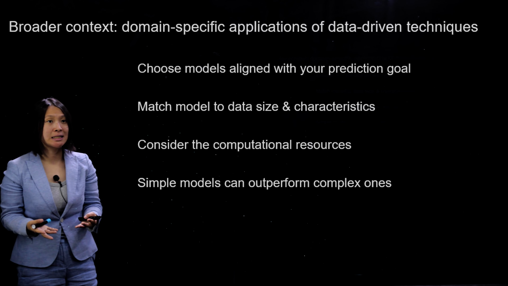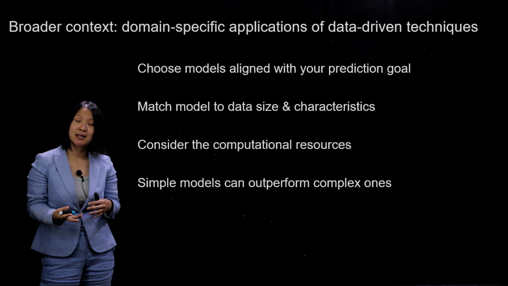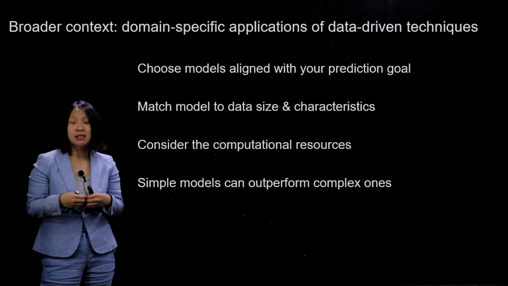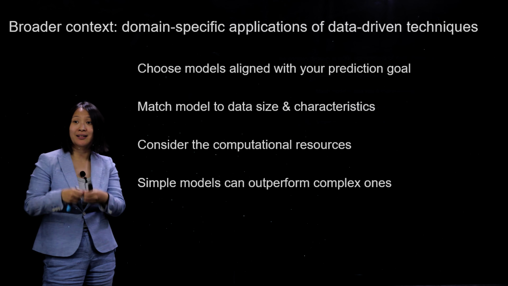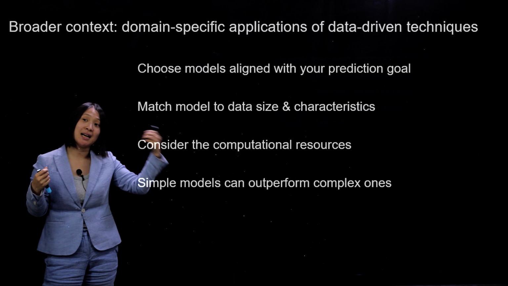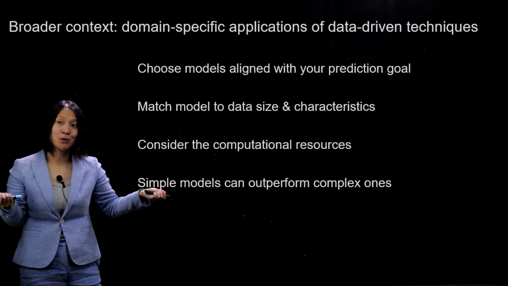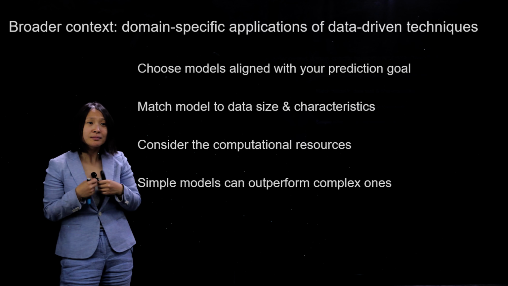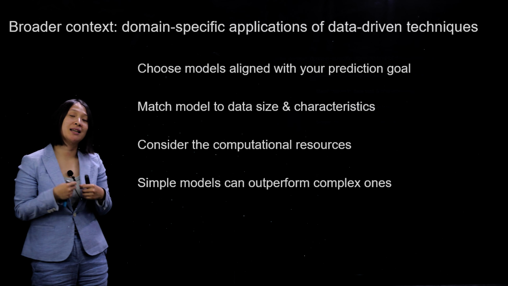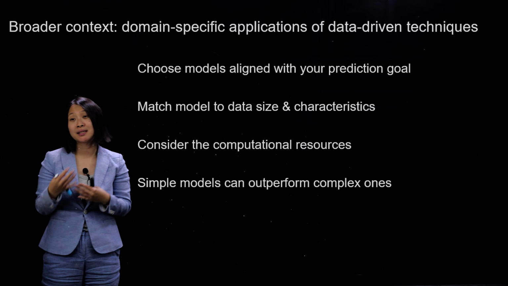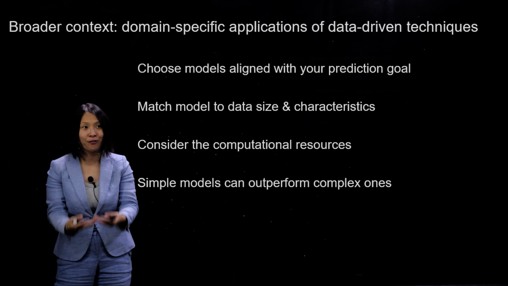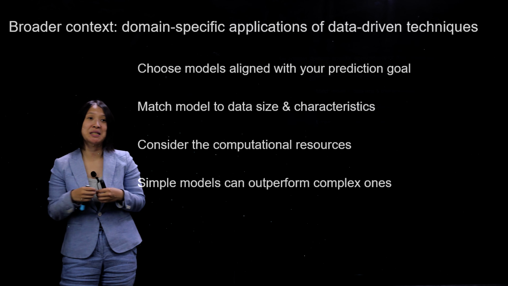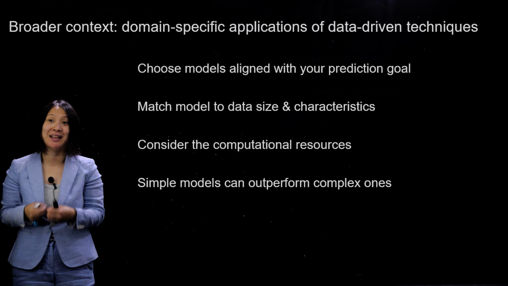We should also consider the computational resources. As shown in this lecture, when I put together the linear regression, the random forest, and neural network models, neural networks definitely took longer to finish the training. And of course, in this case, we see that sometimes simple models can outperform the more complicated ones in terms of predictive accuracy and robustness.